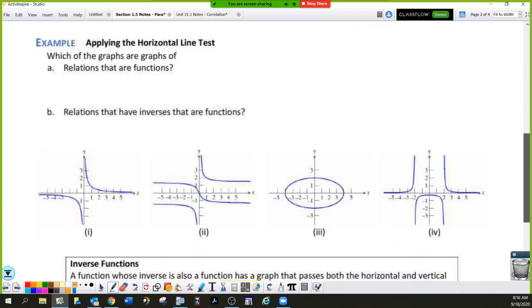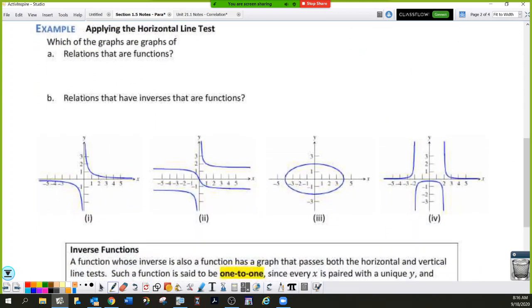Nah, you got this. So it says, applying the vertical line test, which of these graphs are graphs of relations that are functions? So you're looking at these 4 pictures and you tell me which ones are functions. Which ones pass the vertical line test? Don't overthink this, guys. What's the first one you see as a function? 2 and 4. Yeah, the first one, I, is a function. And what else is a function?